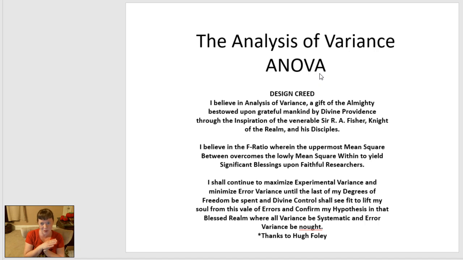And this is just a poem here on the first slide written by Hugh Foley, an ode to the analysis of variance. And I think it's pretty funny, but then I would because I'm a stats geek.